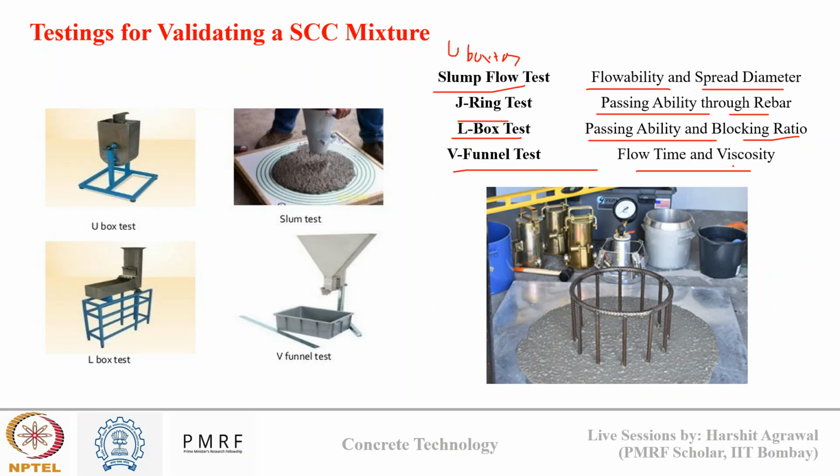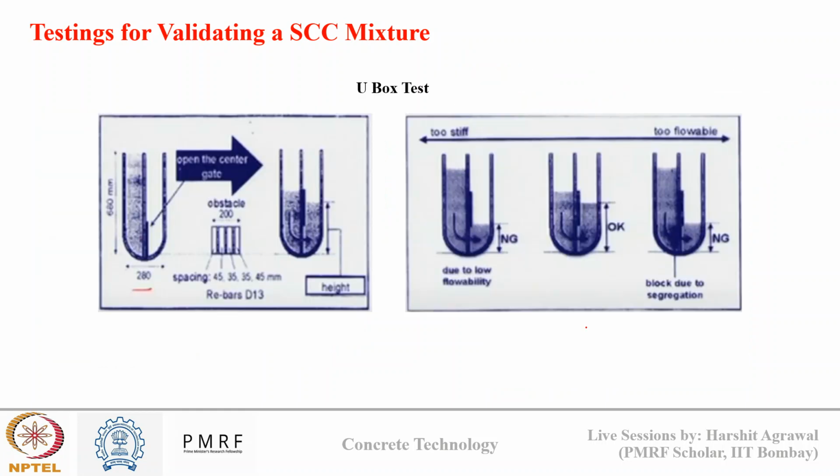Okay, so you can see in these images. This is a U-box setup. This is a slump cone test. There is an L-box setup and there is a V-funnel setup. And this is how a G-ring test looks. In the middle we pour the concrete and then we allow the concrete to spread. The reinforcement should not become an obstacle for concrete to spread. That is a demand for a self-compacting concrete. It should be freely flowable between the reinforcement.